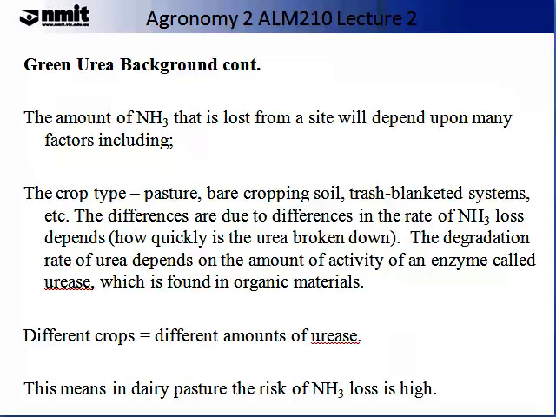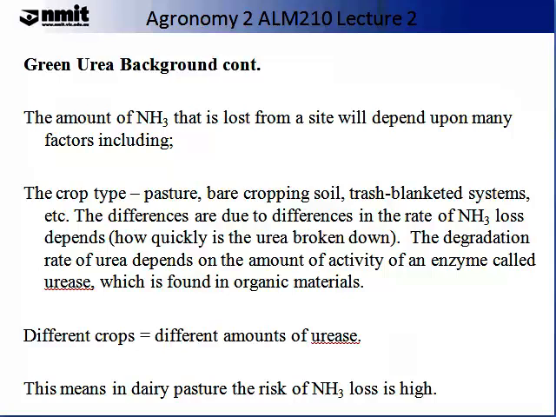One of these factors is crop type, i.e. do you have pasture, bare cropping soil, trash blanketed systems, etc. The differences are due to the differences in the rate of NH3 loss, and this largely depends on how quickly urea is broken down.